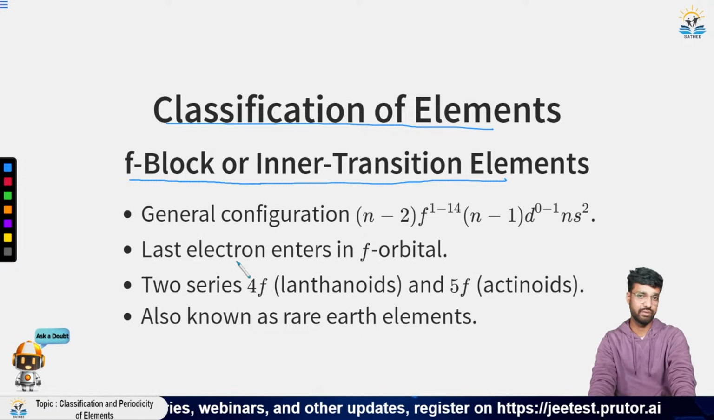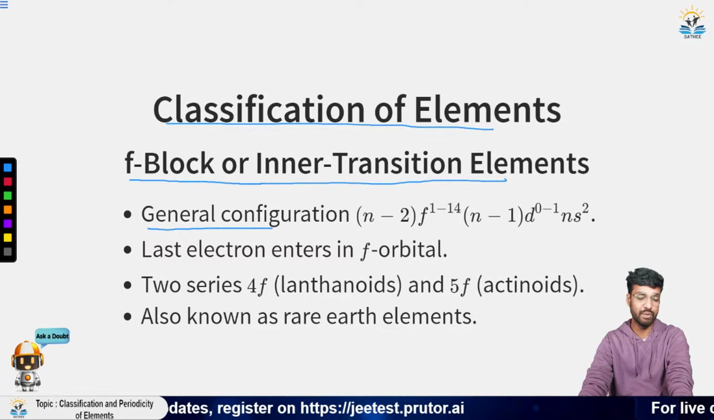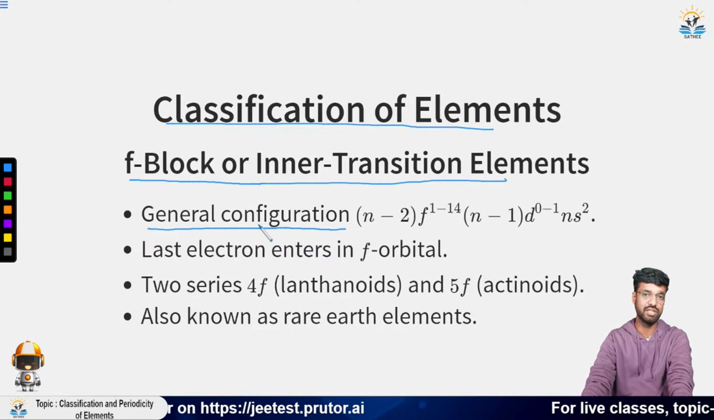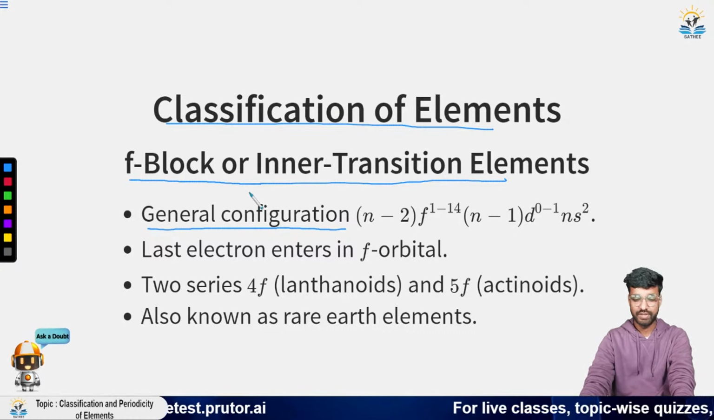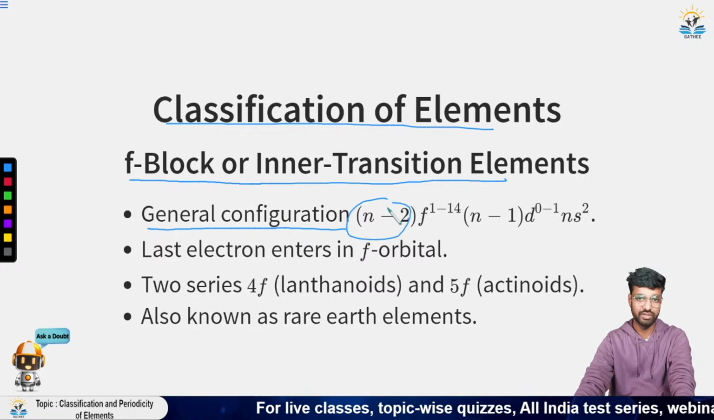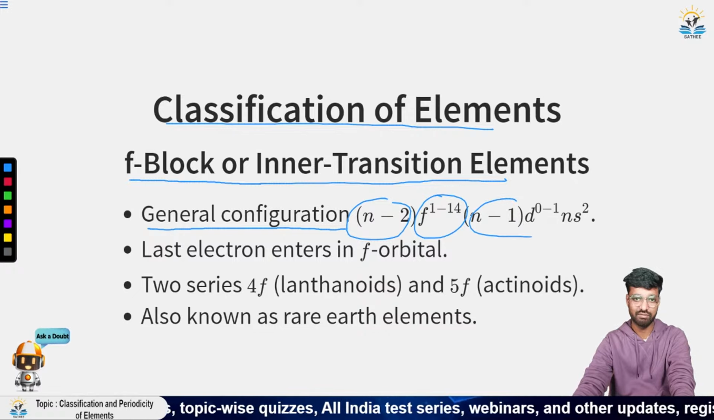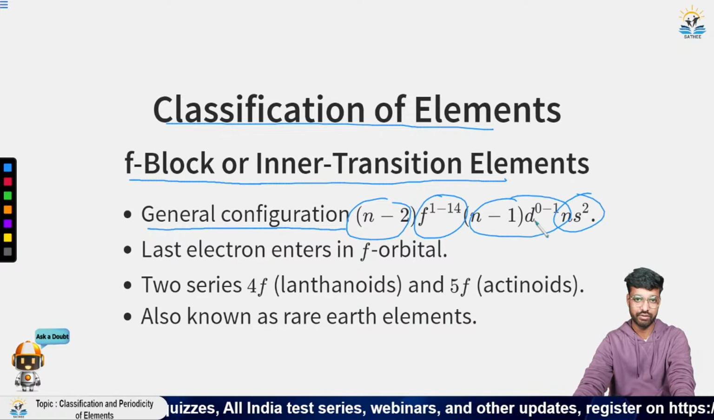Okay, so in the downward it is placed. Now what is the general configuration for it? You must remember at least the general configuration of each and every group, say it is S, P, D or F. You should remember this general configuration, which goes as (n-2)f1 to 14, (n-1)d0, 1, 2, and ns2.